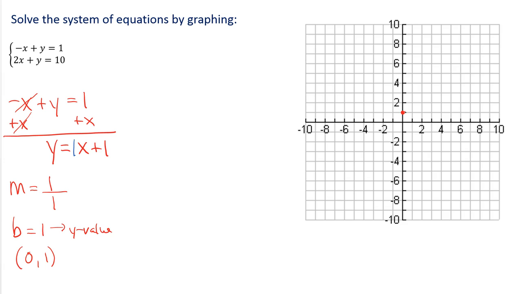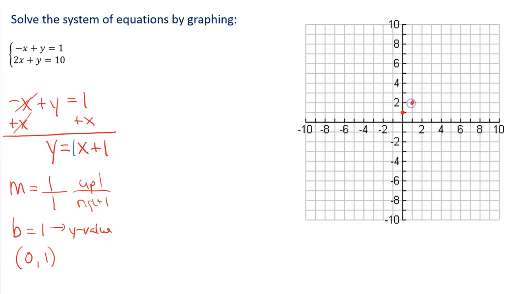Now to get a second point, I could do what the slope says, and the top number is up, down. If it's positive, you go up. So we're going to go up 1. The bottom number is left, right, and if it's positive, you go right. So right 1, and I do that from my y-intercept. So I count up 1, right 1.